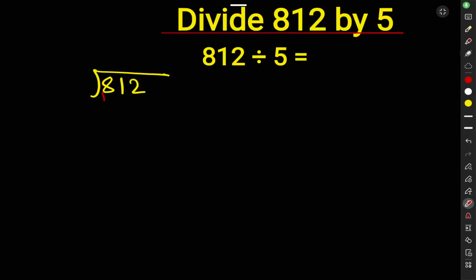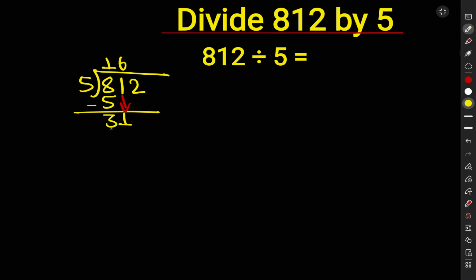We divide 812 by 5 in a long division method. 5 times 1 is 5. On subtracting we get 3. So now we put down this 1 and it is 31.